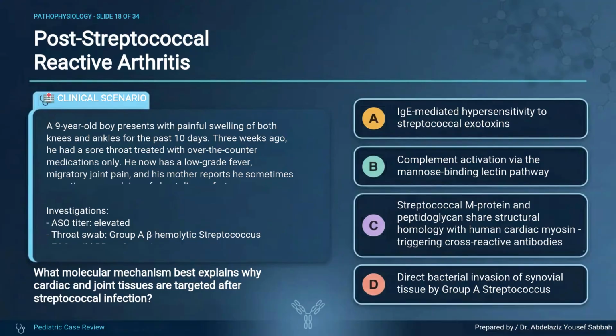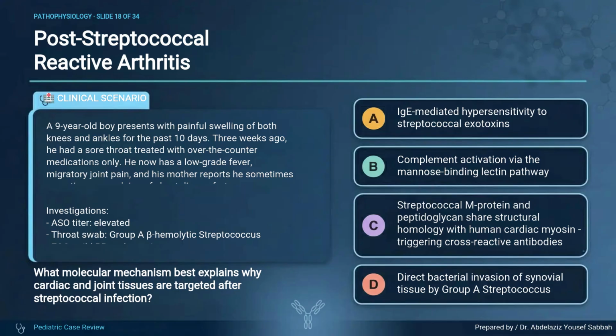Case 9. A 9-year-old boy presents with painful swelling of both knees and ankles for the past 10 days. 3 weeks ago, he had a sore throat treated with over-the-counter medications only. He now has a low-grade fever, migratory joint pain, and his mother reports he sometimes complains of chest discomfort. Investigations show elevated antistreptolysin O titer, throat swab positive for group A beta-hemolytic streptococcus, electrocardiogram with mild PR prolongation, and erythrocyte sedimentation rate at 78 mm per hour.